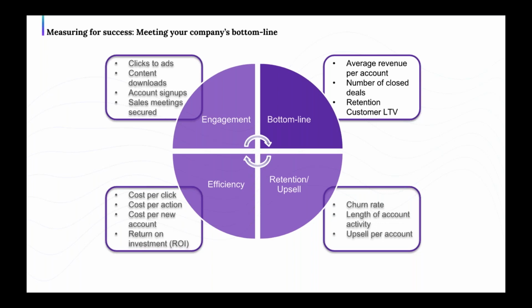So to start here, we have bottom line. Again, this is how often the campaigns that you're running are actually driving these sales. So you're really going to want to look at ARPA here, the average revenue you're getting per account or per sale that you close, your total number of closed deals, and then also a little bit of that customer LTV, because that definitely plays into how much you can spend later on in different campaigns.